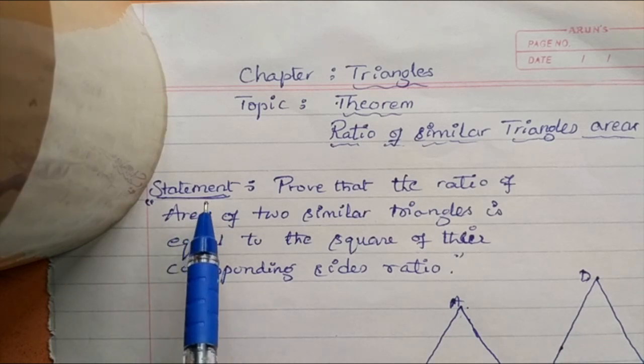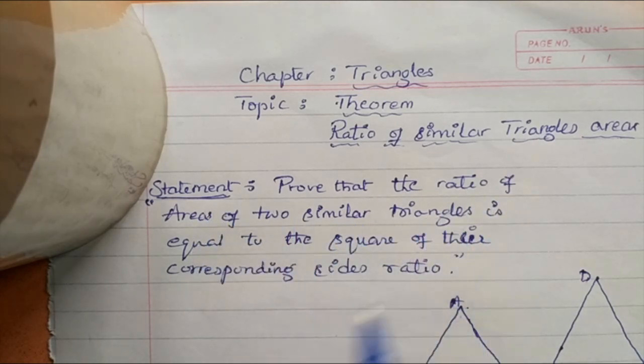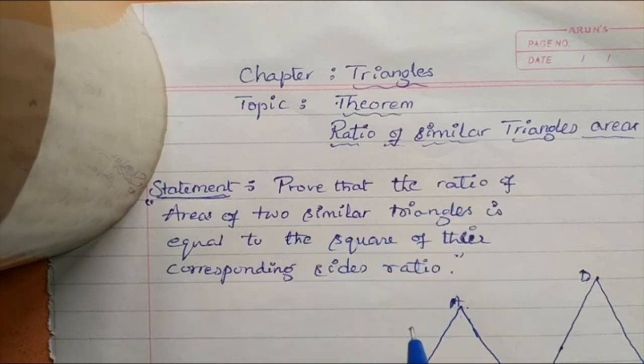The statement of the theorem is: prove that the ratio of areas of two similar triangles, that is, when two triangles are similar, what about their ratio of areas? If two triangles are similar, we know how to prove two triangles are similar, by AAA or SAS or SSS. Any one criterion of these three we use. In that, the AAA criterion is very important. We use one of the criteria from the three and we prove two triangles are similar.